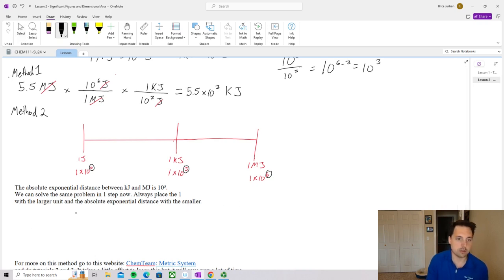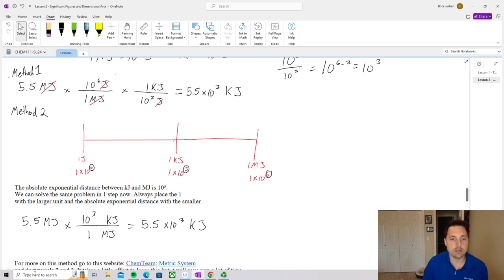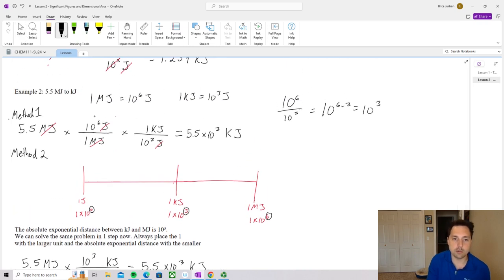So let me show you what that means. We take 5.5 megajoules, and we have megajoules on the bottom, and we want to convert directly to kilojoules. Well, here we're going to put the 1 with the larger unit, and then the absolute exponential distance with the smaller unit. And if we do that, we're always going to get the right value. And in this case, it's the same. It's 5.5 times 10 to the third kilojoules.